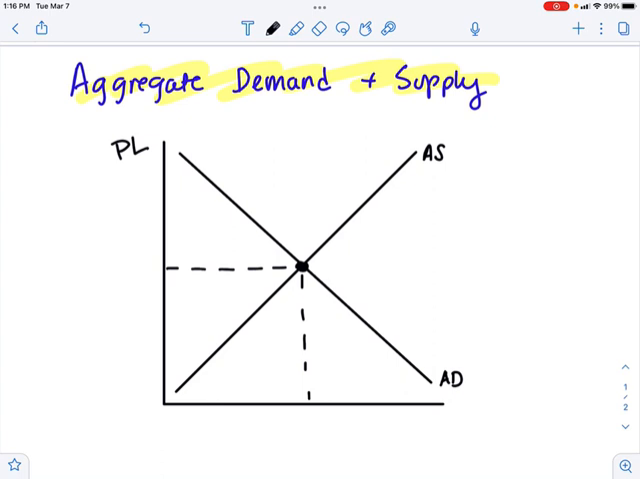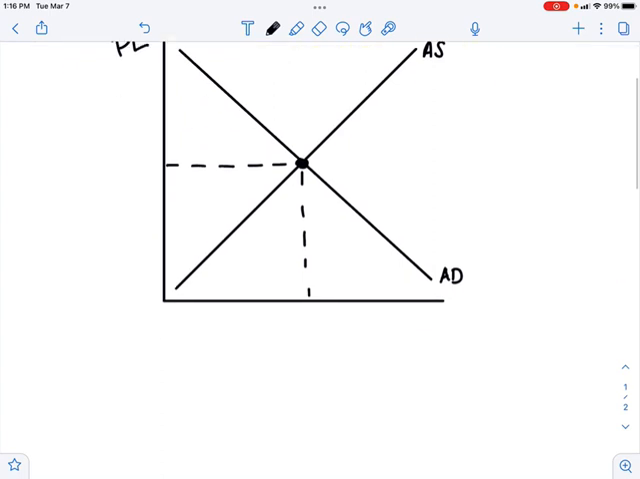The x-axis is not really a quantity in terms of number of goods and services. We actually assess the quantity of the aggregate in our economy by doing a calculation of the gross domestic product. So we are going to call this real GDP.